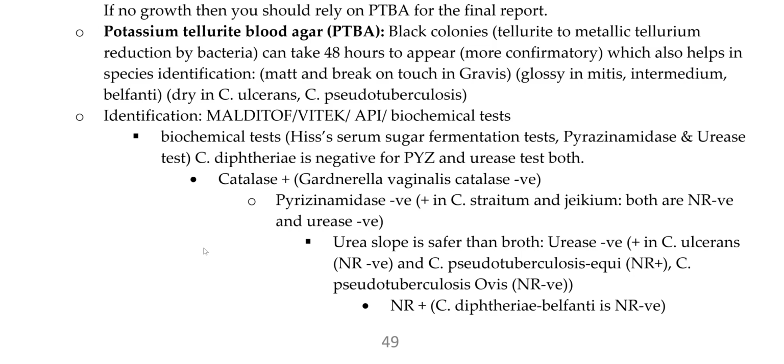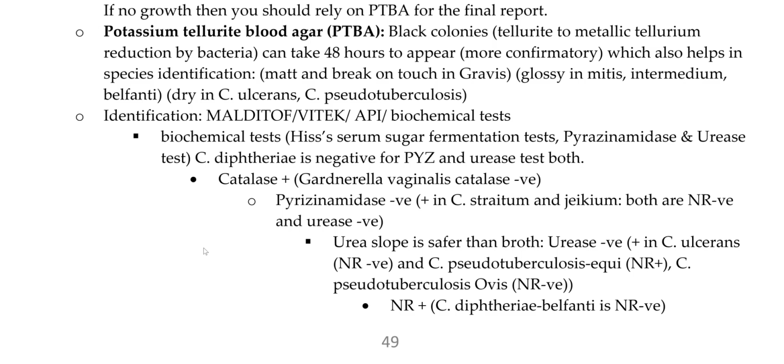And that will differentiate it from another bacterium which shows metachromatic granules, that is Gardnerella vaginalis, because it is catalase negative. So that is one point: you have ruled out one very close thing which can look similar. Then do the pyrazinamidase test, and Corynebacterium diphtheriae is negative. Now, if you see jeikeium and striatum, which may grow on PTBA, they are both pyrazinamidase positive. So you have also ruled them out.